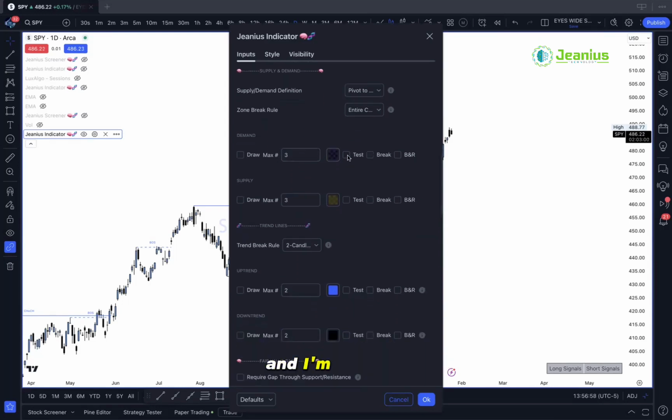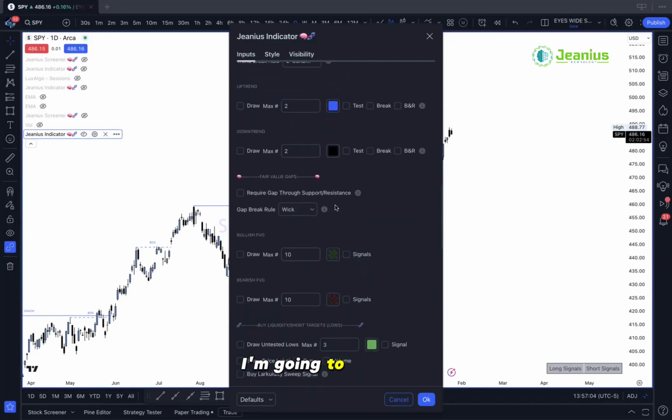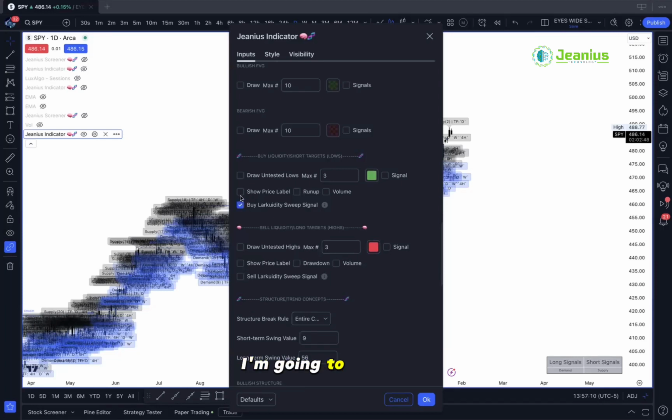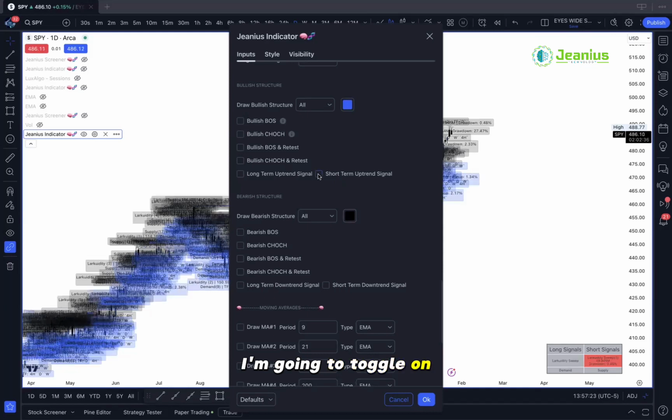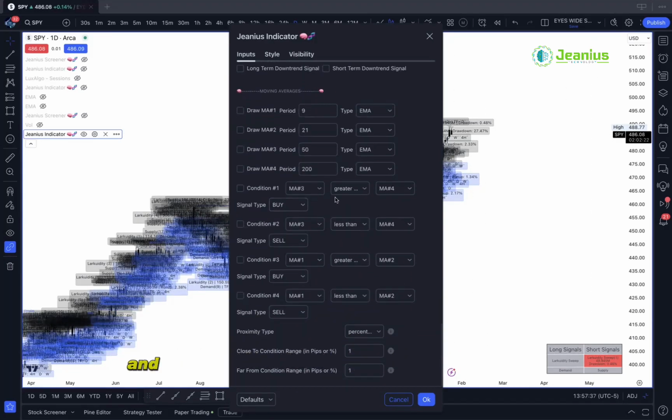I'm going to toggle on my supply and demand test. I'm going to toggle on my liquidity suite. I'm going to toggle on short-term and long-term. No, I'm going to keep these off for now, and then I'm going to add it down here and just show you the difference and how the signals pop up. And I'm also going to toggle on these two as well for the buy side and sell side.